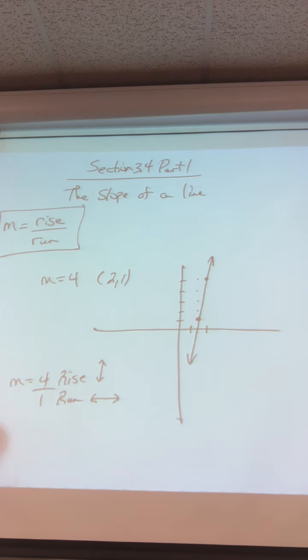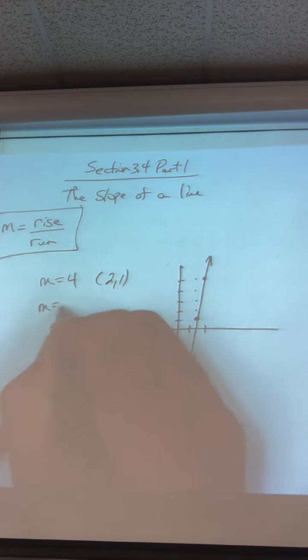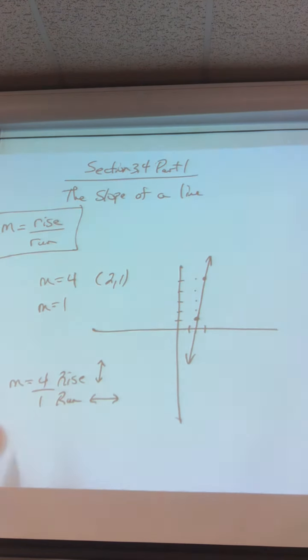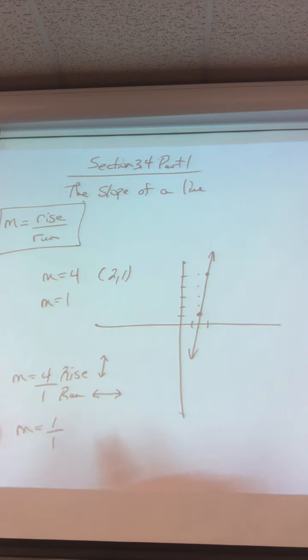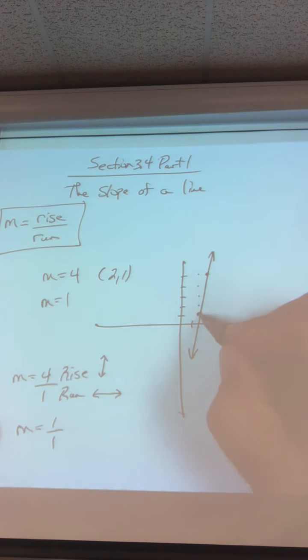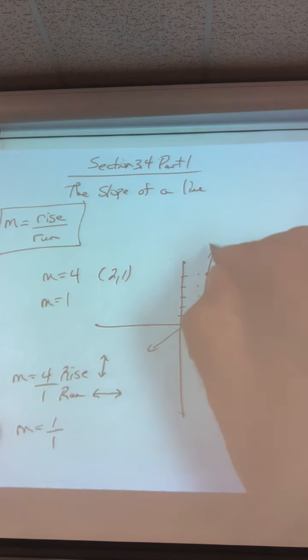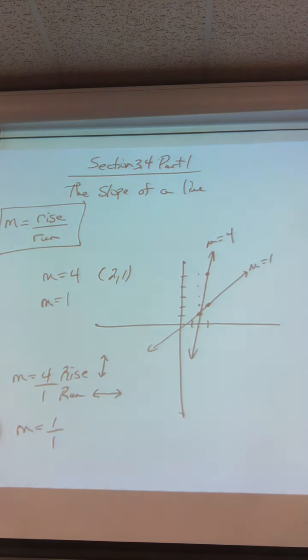Now, let's suppose I had a slope of 1. And I want to use the same starting point. So slope 1 would be 1 over 1. So that would be up 1, to the right 1. So I'd start right here. I'd go up 1 and over 1. That line right there has a slope of 1. And that line has a slope of 4.